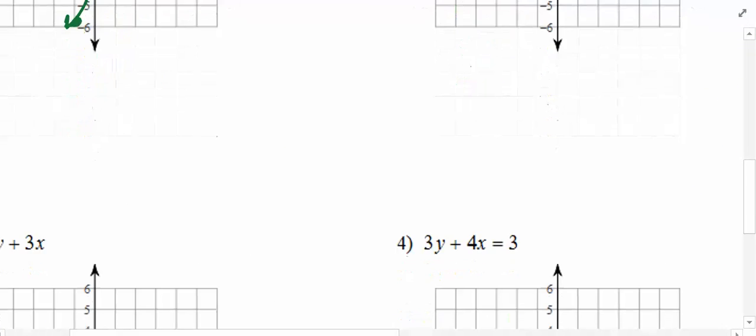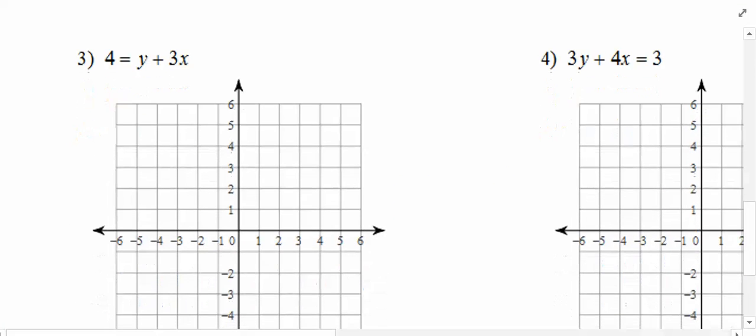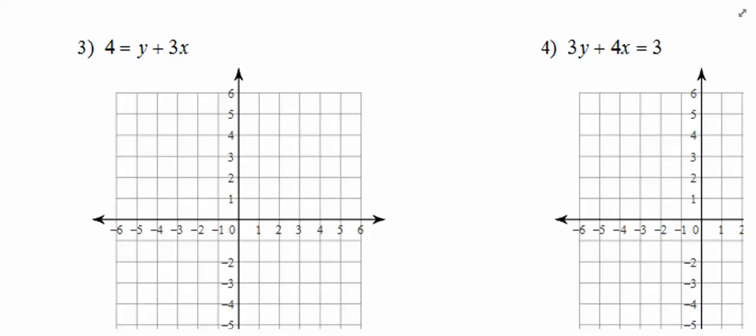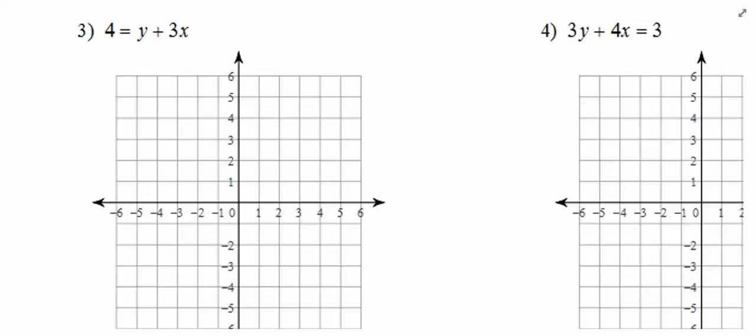A couple more problems if you wanted to practice with me. If you feel like you got the hang of it or you want to pause it here and come back to it, that's fine. So go ahead and look at number 3. Okay, so we want to solve for y, so I'm going to rewrite the problem to the side. It is 4 equals y plus 3x.